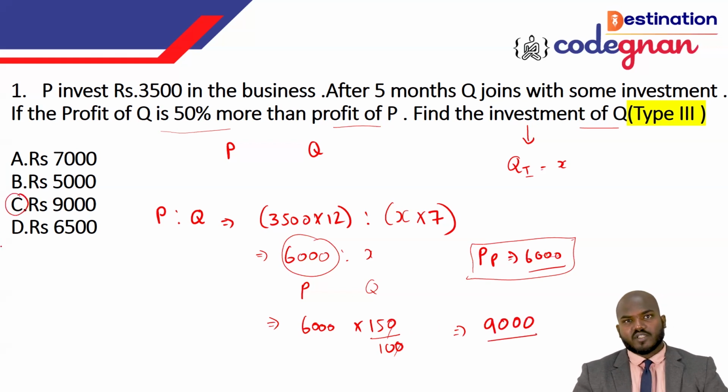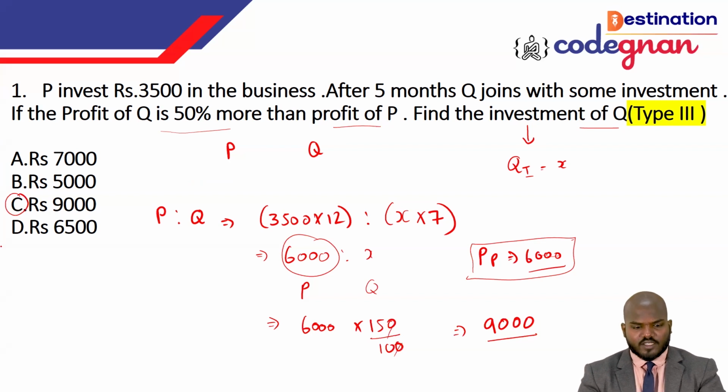Okay, I'll tell you the question once again. P is investing 3,500 in the business for the total year, that is 12 months. But coming to Q, he was joining after the 5 months only. 5 months means he was investing the money for only 7 months.